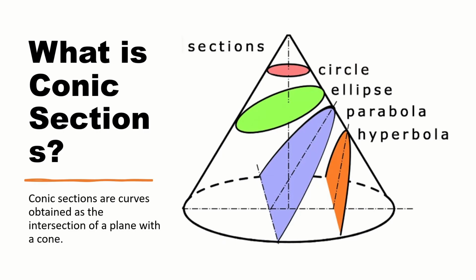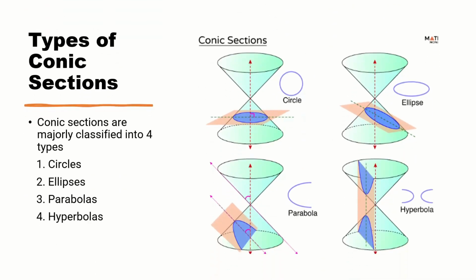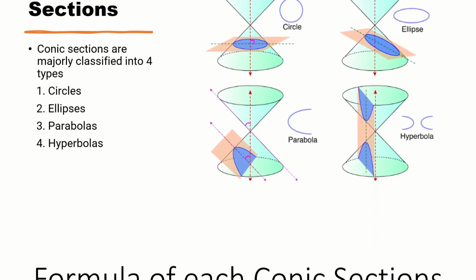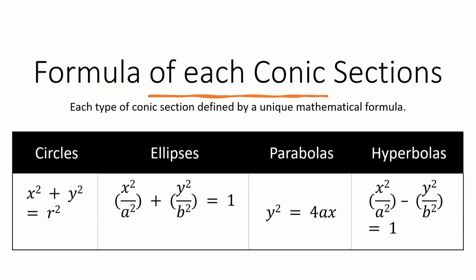So let's talk about conic sections. Basically, conic sections are the curves obtained as the intersection of a plane with a cone. There are four types of conic sections, which are circles, ellipses, parabolas, and hyperbolas. This is the formula of the conic section in the origin.